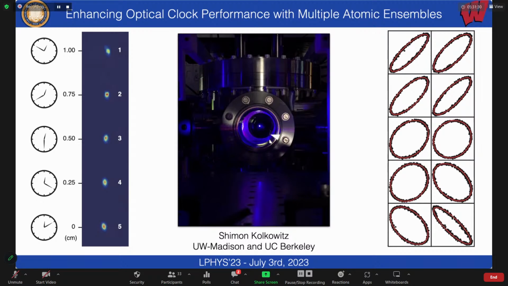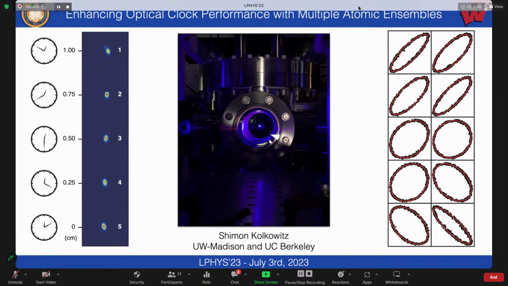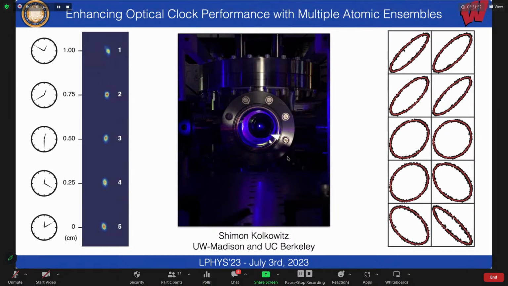I have to say that it is a bit of a change of subject, but there are some nice connections, actually, especially to some of the things that both Misha and Hannes talked about in their talks. As you'll see, part of the goal of my group is to apply some of the same techniques and tools that are being used in quantum simulation and quantum computing now to metrology and precision measurement, and especially to optical atomic clocks.